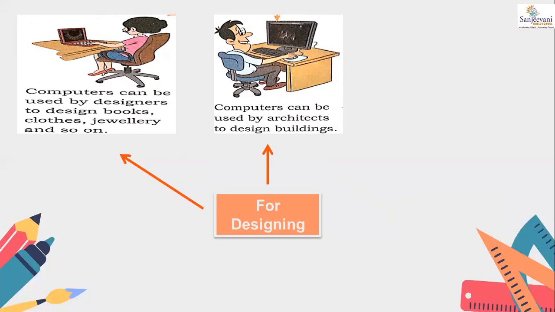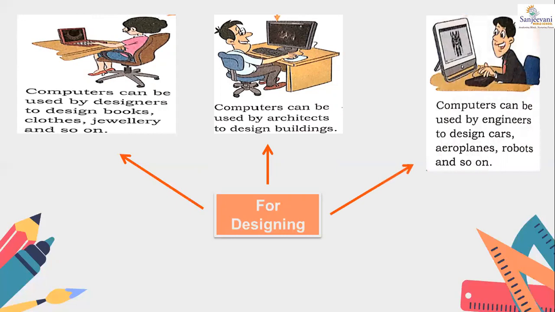Okay, the next one, computers can be used by architects to design buildings. So whenever a building is to be built, first a design, a plan has been made. So the design of your school, design of your building, design of the house, it has been first made on a computer. The plan, the drawing has been first made on a computer. Then the actual building has been constructed.